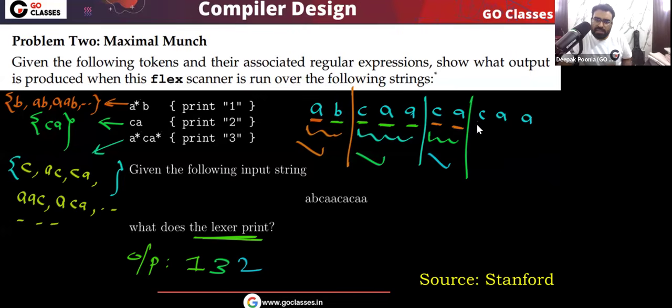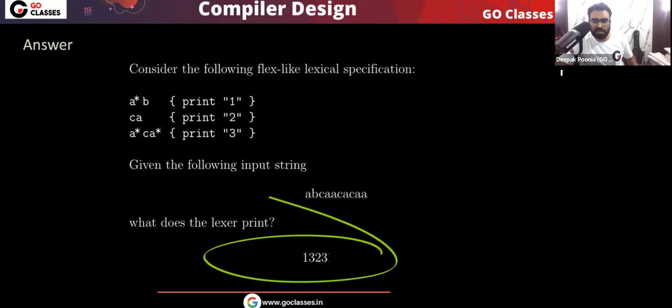Okay, now let's see this CAA. Now it is very common sense. We have already seen that. Only this third regular expression will match. The longest match we will prefer. Only the third regular expression will match. So this is our last lexeme, and you can see 3 will be printed. So this is the token stream. The output will be 1323. This is the output. I hope you understood.